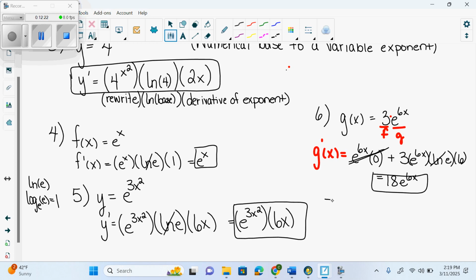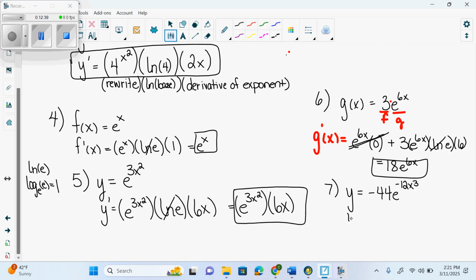So, try 7. You pick your pencil up. Go. We're going to get y prime equals negative 44. Rewrite it, e to the negative 12x cubed times ln of e times negative 36 x squared. The negative 36 and the negative 44 join, and what do they get?